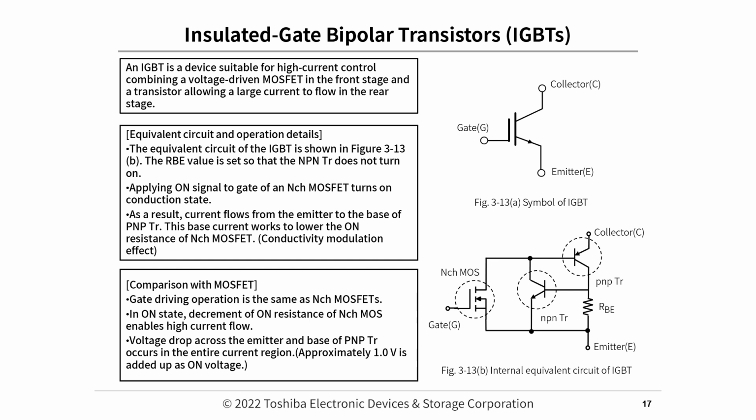Comparison with MOSFET. Gate driving operation is the same as N-channel MOSFETs. In the on-state, decrement of on resistance of the N-channel MOS enables high current flow. Voltage drop across the emitter and base of the PNP transistor occurs in the entire current region.